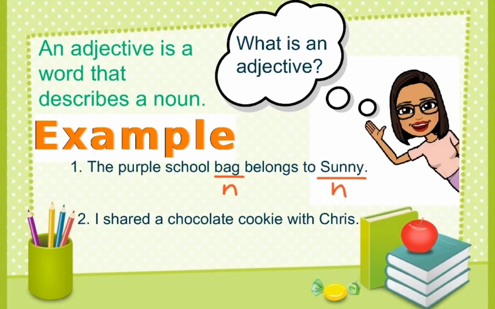But what is describing the bag? Yes, it's a school bag, and what color is the bag? It's purple. So these are my adjectives. Purple school bag. Number 2, I shared a chocolate cookie with Chris. Which are my nouns in the sentences? Cookie and Chris. These are my nouns. And my adjective describing my cookie, is it an oatmeal cookie? Is it a cinnamon cookie? No, it's a chocolate cookie. So this is my adjective describing a noun.